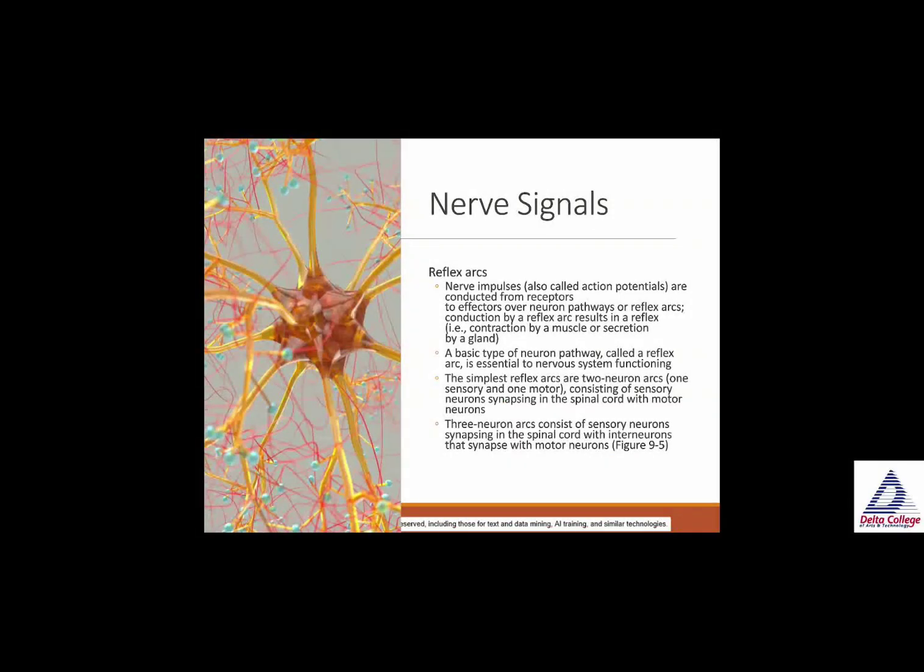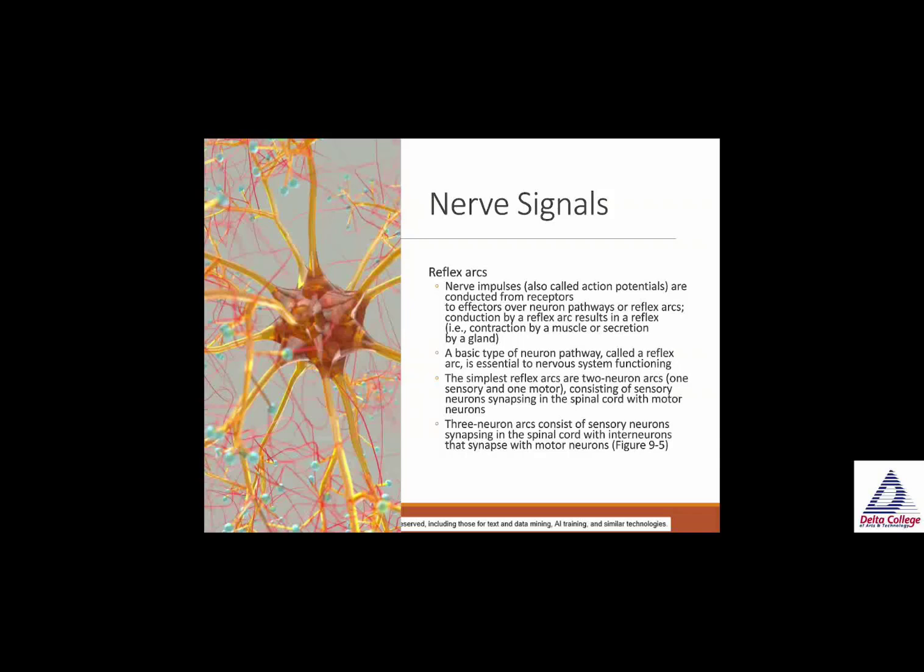So how do nerve signals work? Well, they work by something called reflex arcs. Nerve impulses, also called action potentials, are conducted from receptors to effectors over neuron pathways or reflex arcs. This is conduction by a reflex arc that results in a reflex, like a contraction of a muscle or secretion by a gland. A basic type of neuron pathway is called a reflex arc. It's essential to the nervous system functioning.